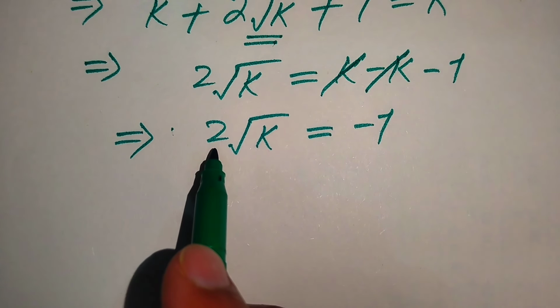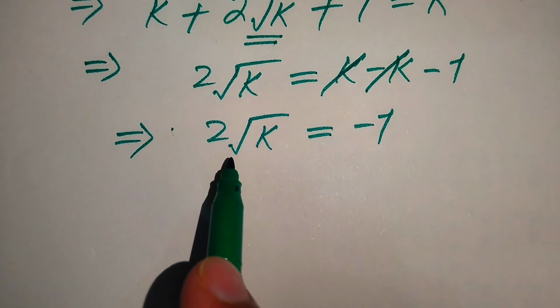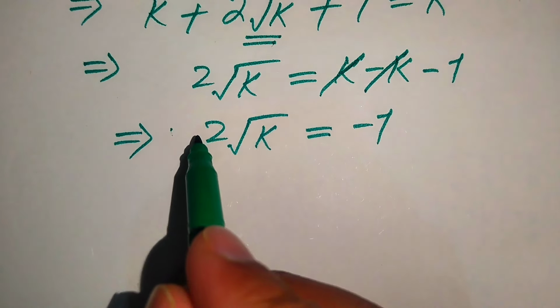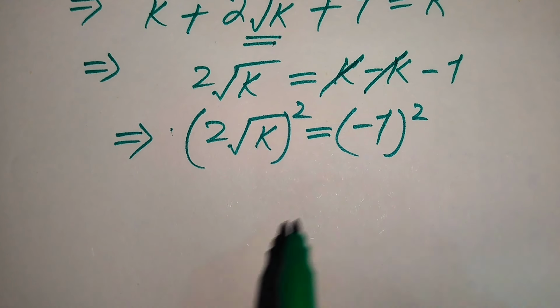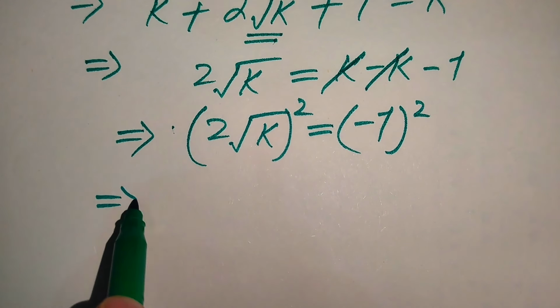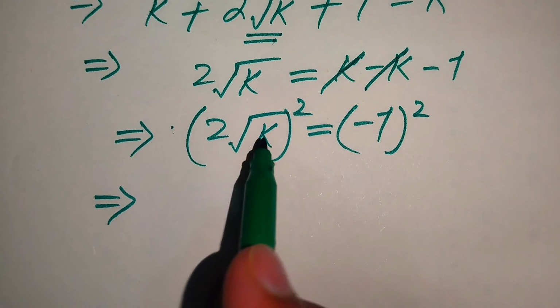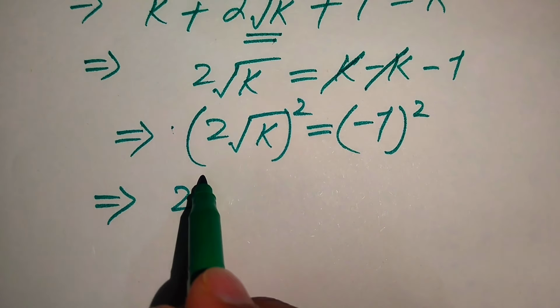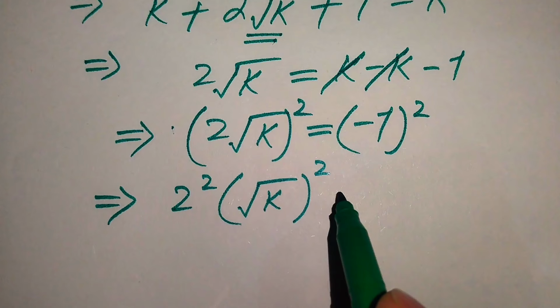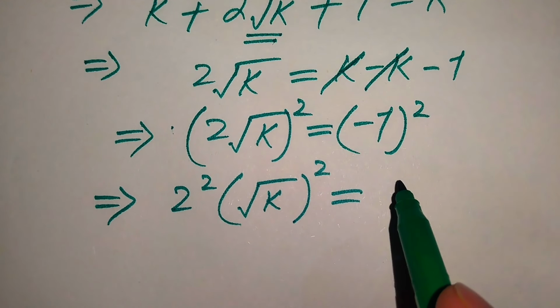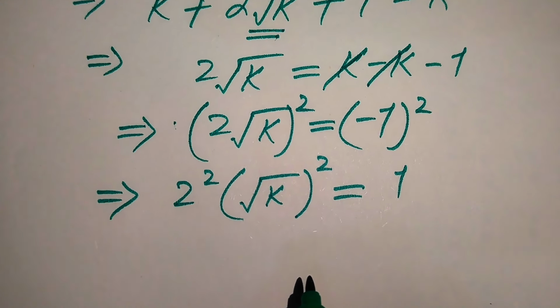So here our target is to find the values of k. For this we need to remove this square root sign from the left hand side. So for this we again take squaring on both of the sides. When we apply squaring on both of the sides, we can apply the square separately on both of these two values, and it becomes 2 square into square root of k, and its whole square is equal to minus 1 square becomes plus 1.